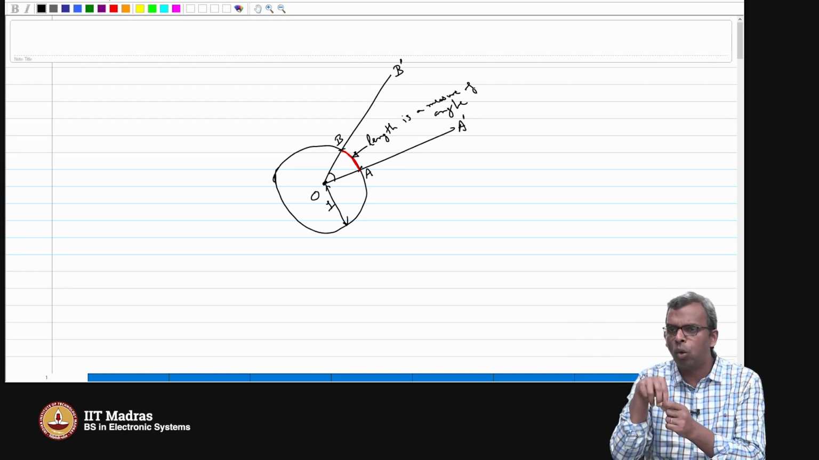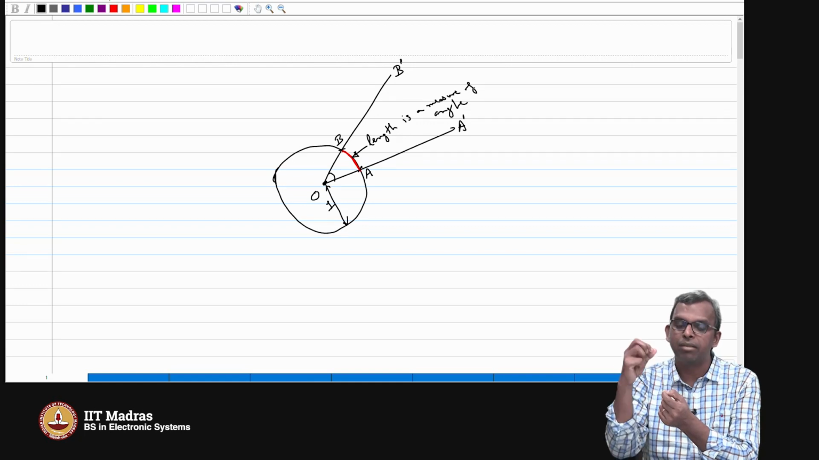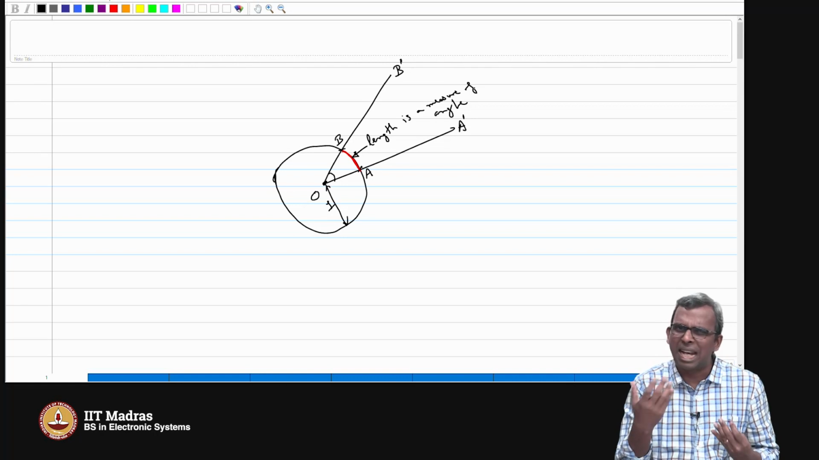What do you do? About O, you draw a unit circle and then see if I travel along the arc on the unit circle, how much length I will travel. I will make that the measure of the angle. Okay. This is a very natural way to define angles, and this is exactly the measure for angles in radians.